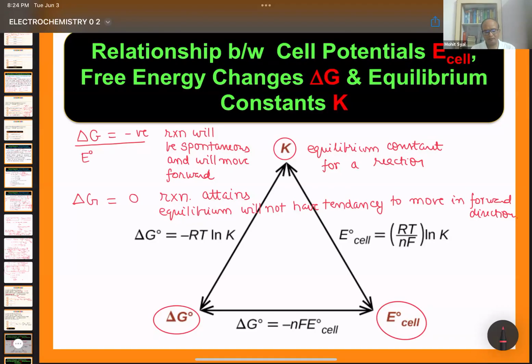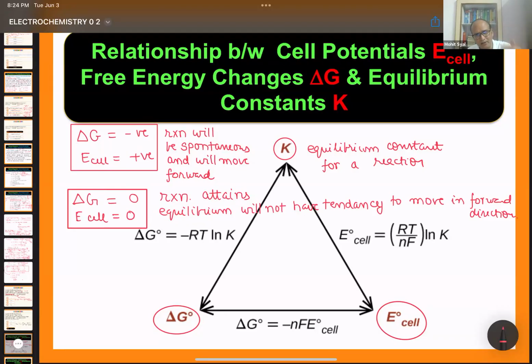In this case, if E0 cell is positive, the reaction will be spontaneous. E cell, not E0 cell. If the equilibrium is attained, the reaction will lose its tendency to happen. Equilibrium has arrived, meaning the reaction is moving in both directions but not moving in any one direction. There is no transfer of electrons happening. It means that the EMF of the cell has become 0.